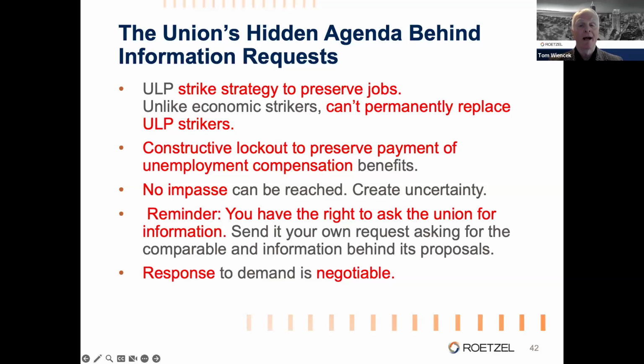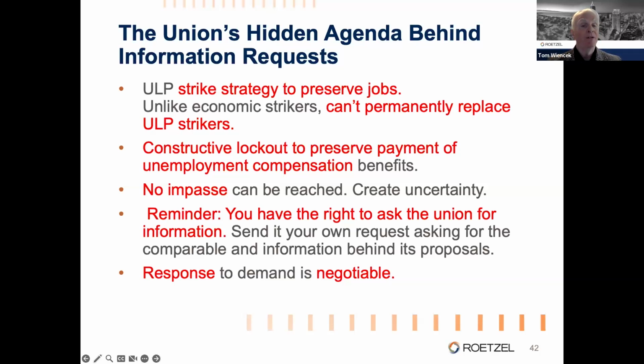So that's one of the agendas, to create an unfair labor practice where, if push comes to shove and they go on strike, it'll be a ULP strike and you won't be able to permanently replace the employees. They also want to set up a constructive lockout, because people that go on strike aren't necessarily entitled to unemployment compensation unless it's a constructive lockout. And there's case law that supports that if it's because of an unfair labor practice, that would be considered a constructive lockout. That's another reason for these kinds of demands. And then, of course, no impasse can be reached if you've got a pending unfair labor practice. So if you wanted to change the benefits and make them less to save money, or make other cuts that you would want to implement at impasse, you can't do that if there's an unfair labor practice out there. That's the kind of agenda and the games that get played behind these information requests.